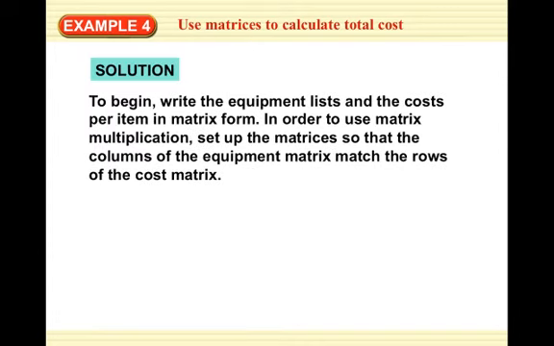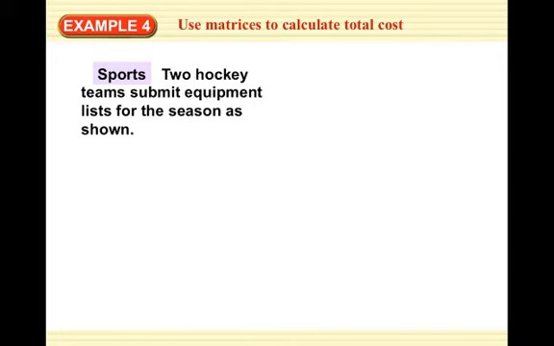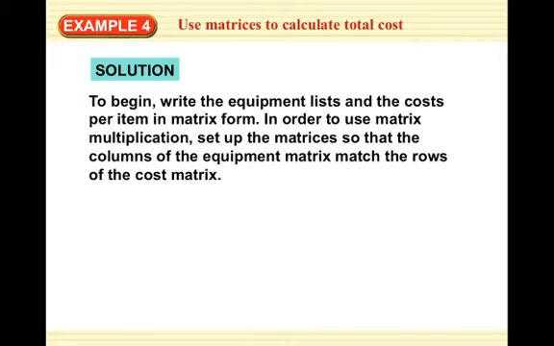All right, so to begin, we're going to write the equipment list. I don't know why it's not showing the picture, but you have the information on your note sheet there: the women's team needs 14 sticks, 30 pucks, and 18 uniforms. The men's team needs 16 sticks, 25 pucks, and 20 uniforms. So to begin, we're going to write the equipment list and the cost per item in matrix form.